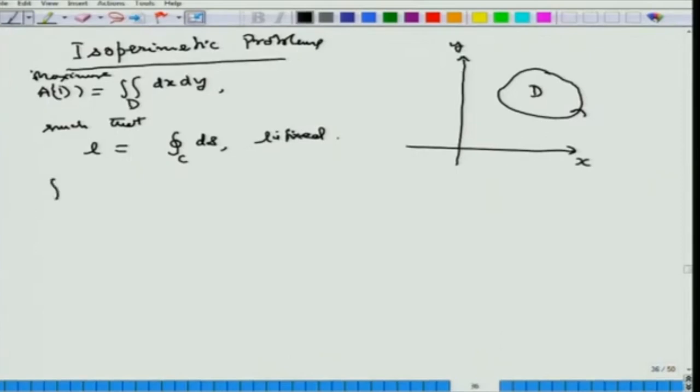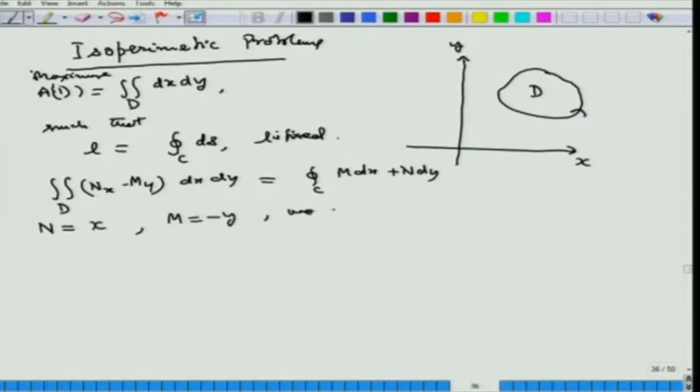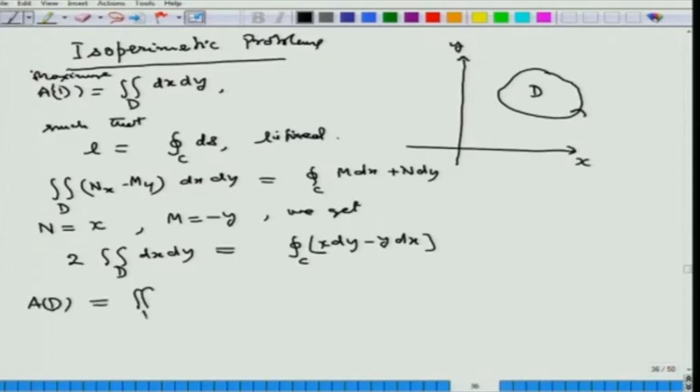So, just recall that here we have the double integral over D of (N_x minus M_y) dx dy equal to the integral of M dx plus N dy, as in Green's theorem. If you take N equal to x and M equal to minus y, we get twice the double integral over D of dx dy equal to the integral of x dy minus y dx. So, the area of D is the double integral of dx dy, and so this is half of the integral of x dy minus y dx.